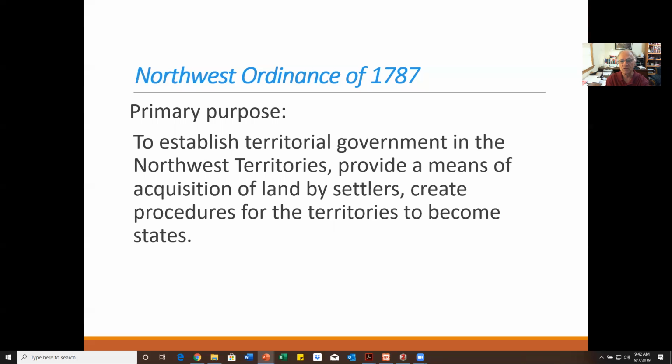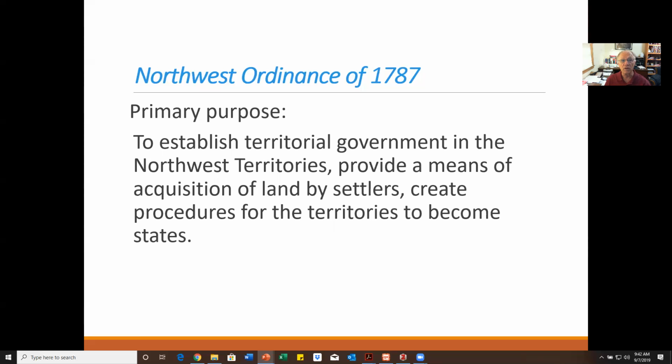That was its purpose, and to provide a means of acquisition of land by the people who settled on the land and create procedures for the territories to become states. So they wrote the Northwest Ordinance to organize, if you will, organize the land, organize the people, get them ready to become states.